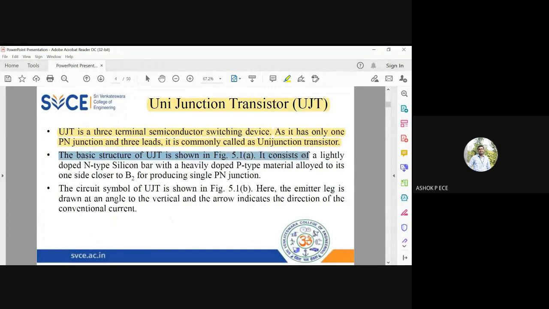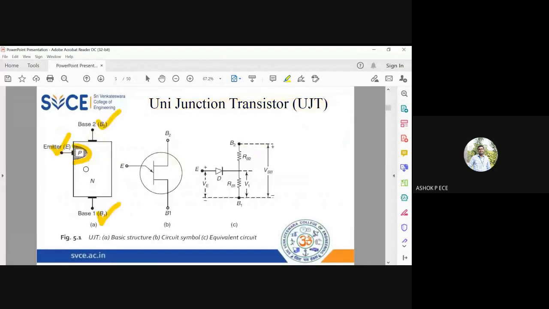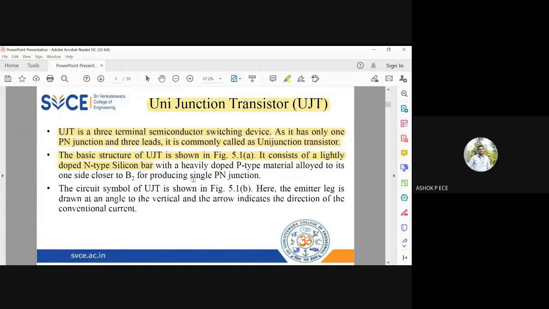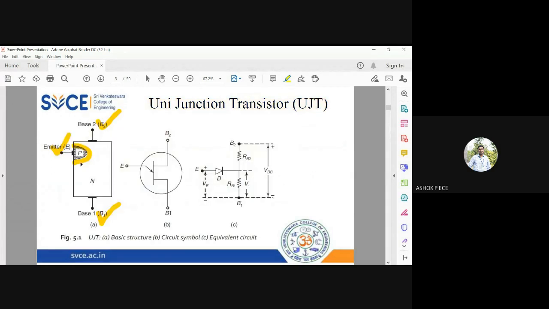So I'm going to take a lightly doped N-type silicon bar. You can see here I'm going to take an N-type silicon bar, and in that I'm going to fabricate a P-type heavily doped material closer to B2. The condition is the P-type should be heavily doped. I can call it as P+. A heavily doped junction, usually we put a suffix plus, right? So I can consider this to be a P+ region, and the condition is this P+ region should be close to base 2. The reason is not known.